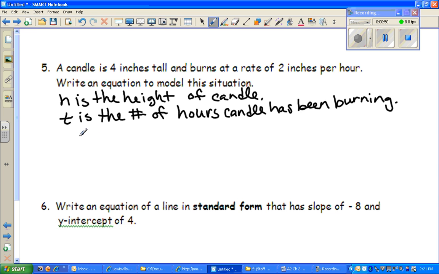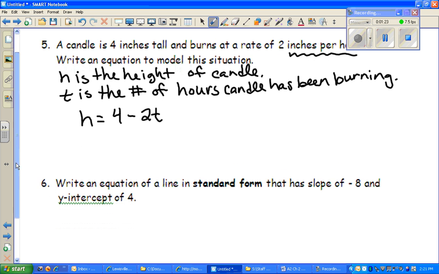So for my equation, I'm going to say H for the height of the candle. It says that it started at 4 inches tall and it's burning. So we're starting with 4 inches, like our y-intercept is 4, and it's burning, which means that it's getting shorter, so we're going to subtract. The slope is 2 inches per hour. Anytime you see something per something, that's usually your slope. So it's burning 2 inches per hour, so we're going to say minus 2, and T for number of hours there for my equation. And that's all I have to do in number 5. You could have different variables.